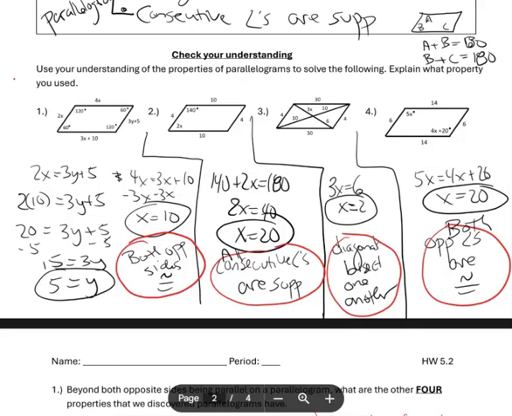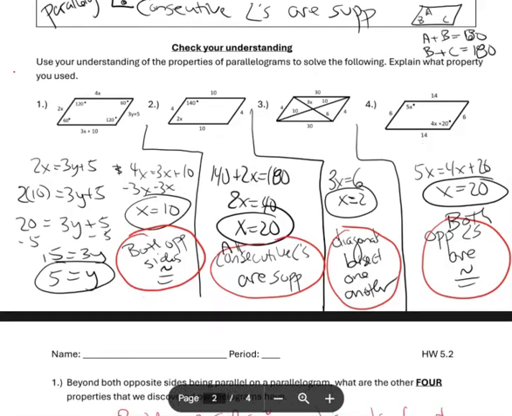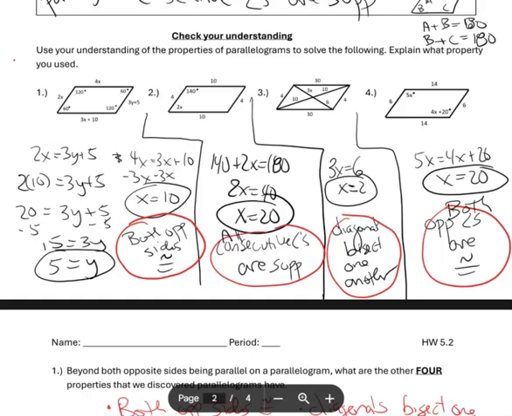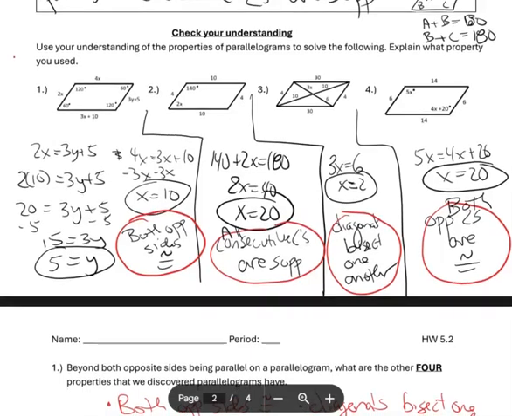Now the next one has both opposite sides are congruent, but that doesn't seem to be where the variables are. The variables are with consecutive angles, and consecutive angles have to be supplementary, so they're going to add to be 180 degrees. So you add them together and set equals 180 and solve. All consecutive angles are going to be supplementary.